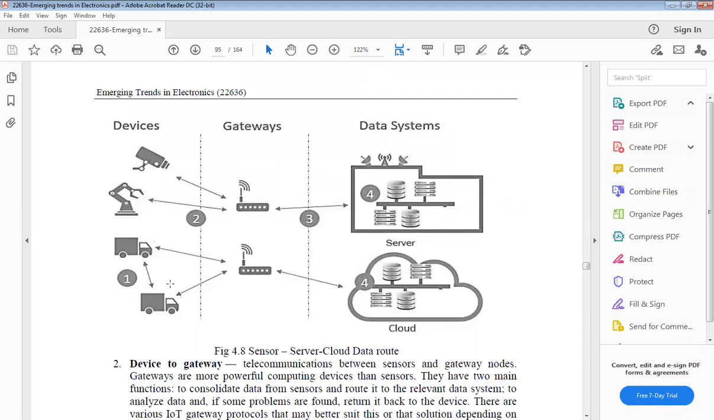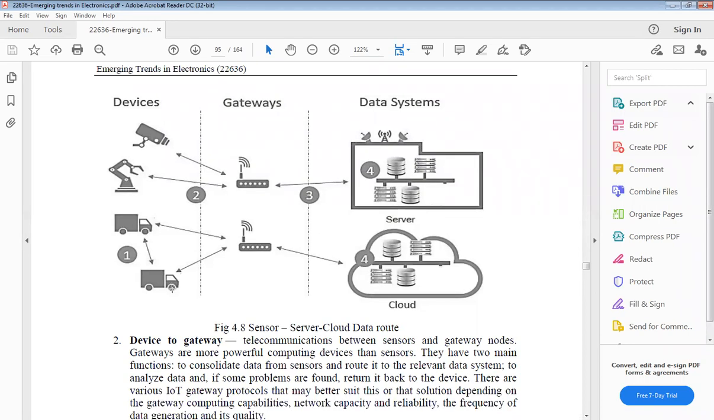That data routing is device to device data routing. And another type of data routing is device to gateway. So whatever you are studying over here, see this is one camera, it is collecting data. That data is collected, given to the gateway, then gateway will transmit that data to the data systems. It is stored on the server or cloud.